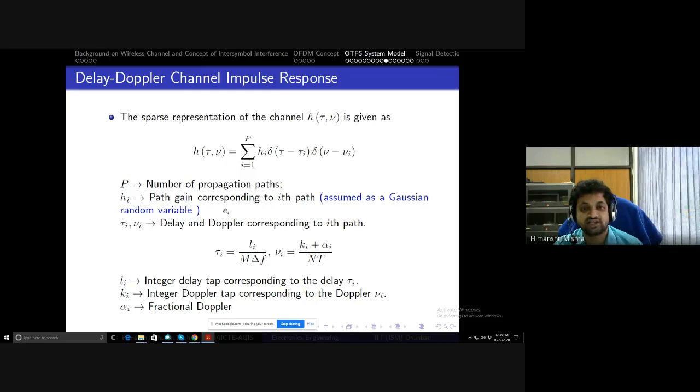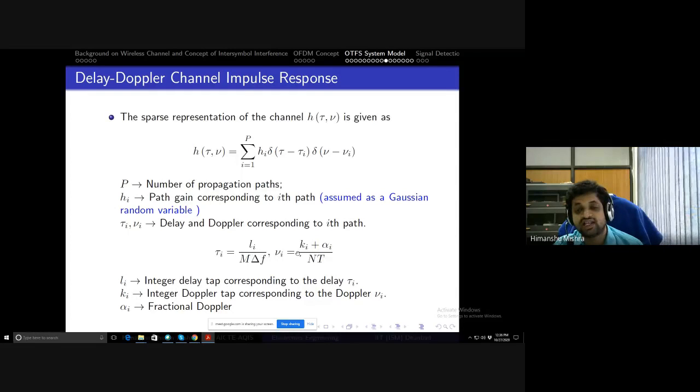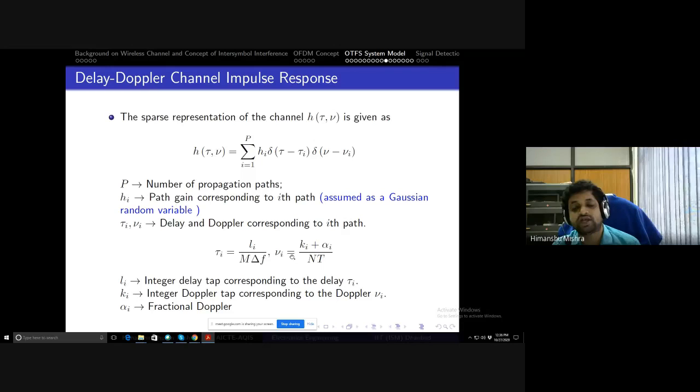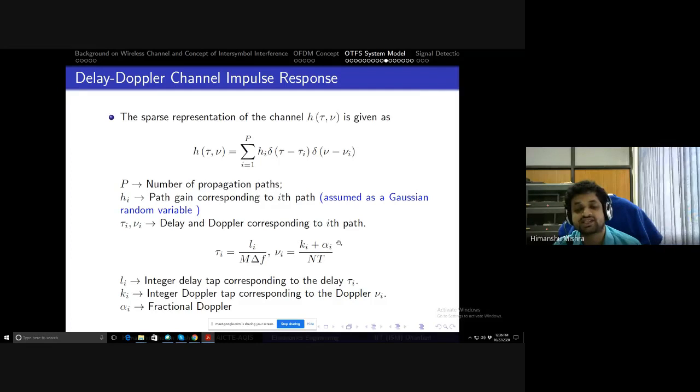Here you can assume h_i is always a Gaussian random variable, or a circularly symmetric Gaussian random variable, since it is complex. Next are delay and Doppler, which you can write in this form. I want to write the delay, which is in seconds, in integer format: tau_i can be written as l_i divided by M delta. So l_i is the integer tap corresponding to the delay tau_i. Similarly, k_i is the integer Doppler tap corresponding to Doppler nu_i. What is alpha? Alpha is the fractional Doppler. Suppose you have a Doppler of some 2 hertz, you may not be able to represent it as an integer. You can get 1.4, where one is k_i and 0.4 is the fractional part. Due to this fractional part, we can get many taps, even if we can neglect it also.